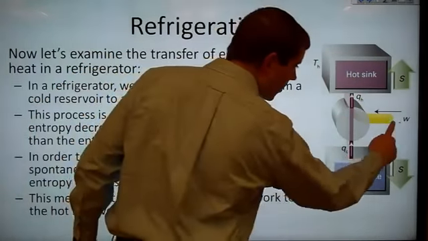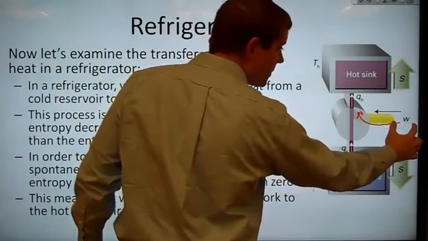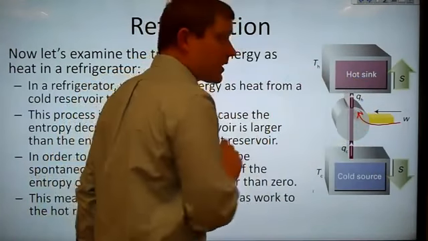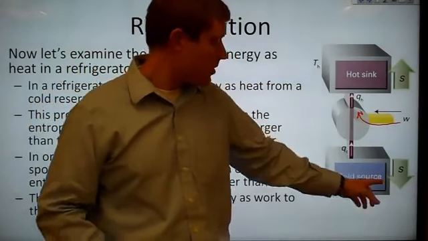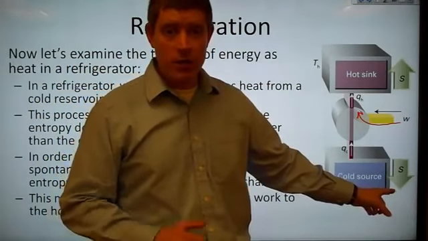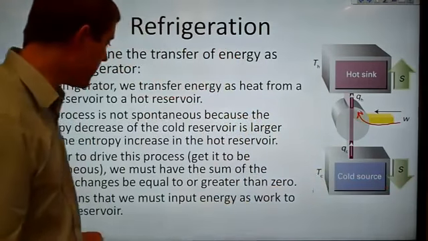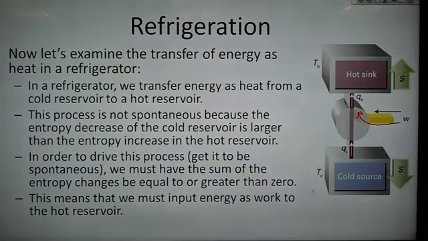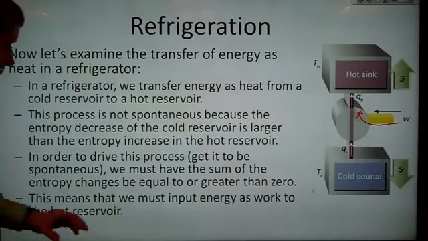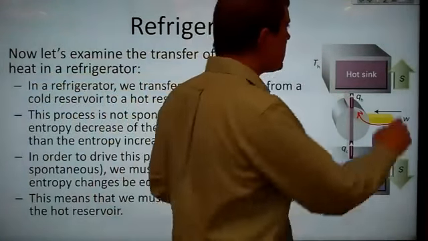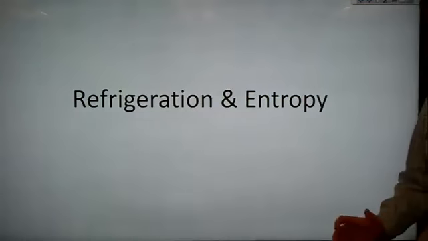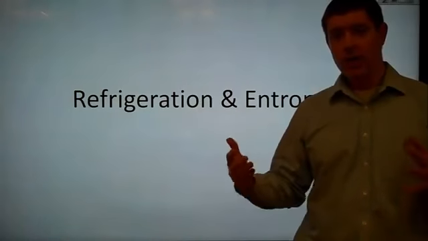We now have some work going in. The addition of this work plus the heat to the hot sink must cause an increase in entropy that is at least as large as the entropy decrease in our cold sink. So, we're inputting energy as work into our hot sink, and that means that we have to do work to have a refrigerator.